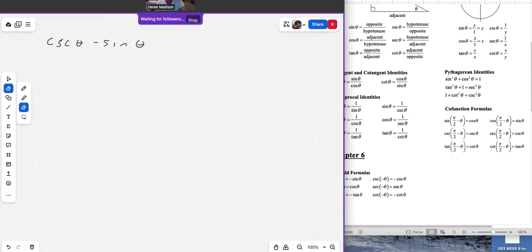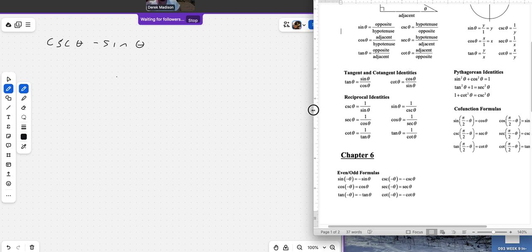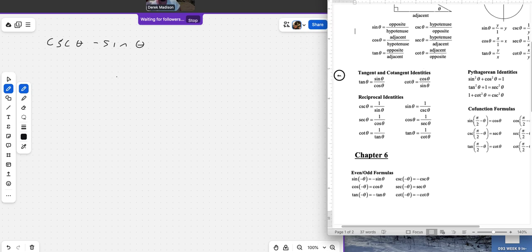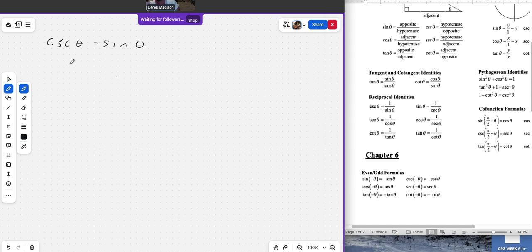Let's leave that over there so we can see our identities. A good strategy is to rewrite, when we're given mixed things, try rewriting it all in terms of sine and cosine, and sometimes that will help you see where to go. So for cosecant, we can rewrite that one as 1 over sine. So let's do that.